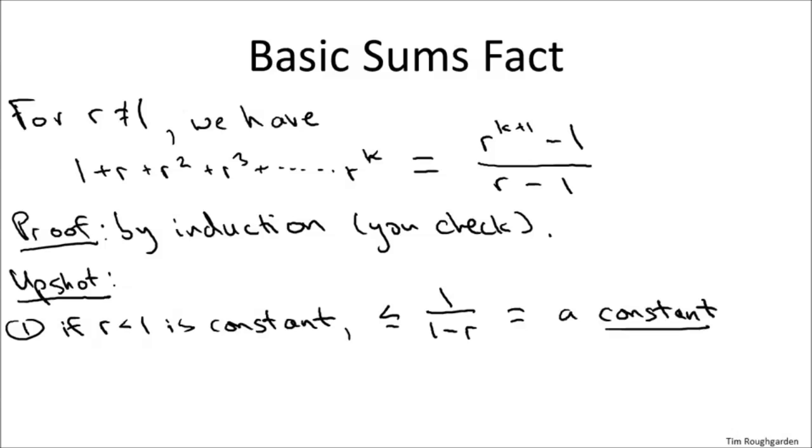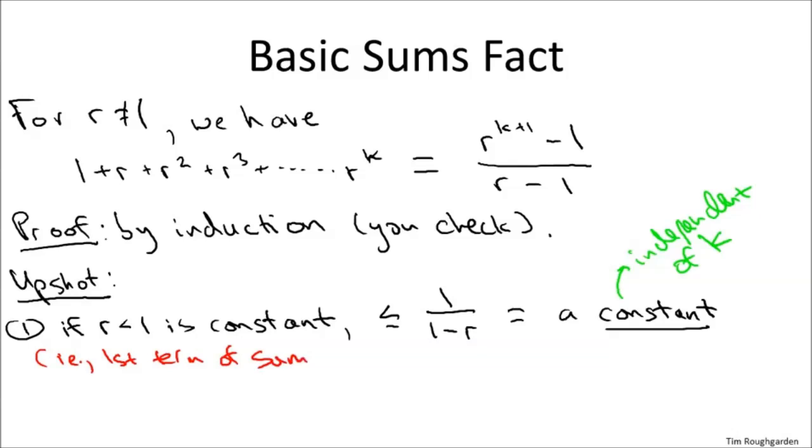Now, we're not actually going to care about this formula, 1 over 1 minus r. The point for us is just that this is a constant. And by constant, I mean independent of k, independent of how many terms we sum up. Obviously, it depends on r, the ratio, but it does not depend on k. So the way to think about this is that when we sum up a bunch of terms where r is less than 1, the very first term dominates. The first term is equal to 1, and no matter how many terms we sum up, we never grow bigger than some constant.